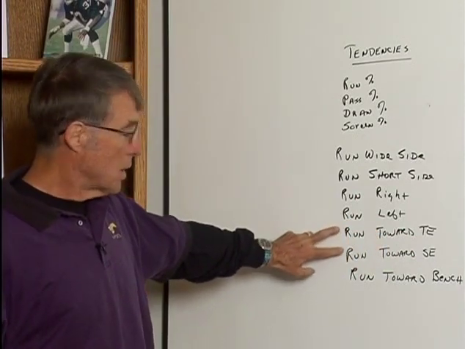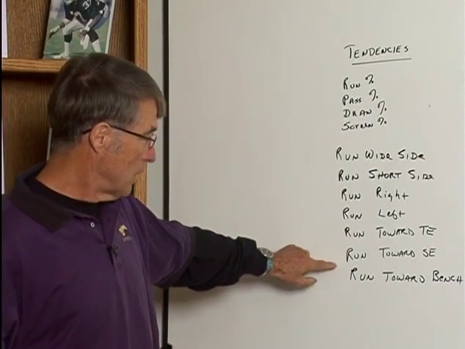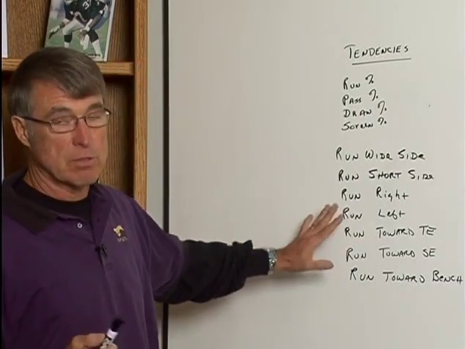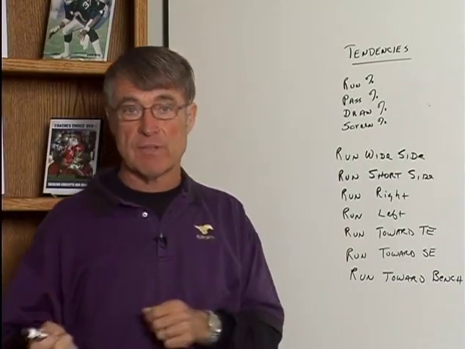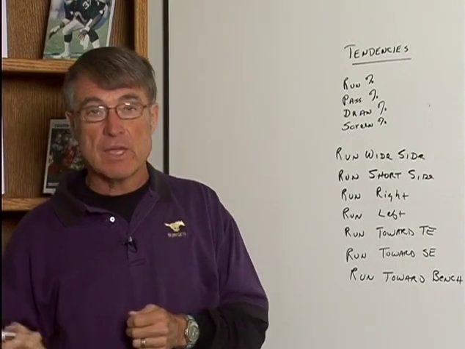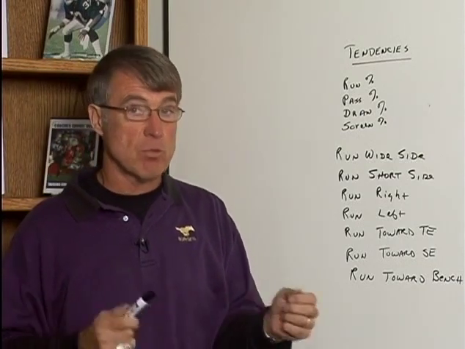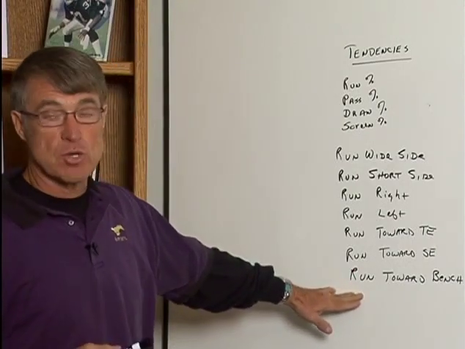We also get a statistic on run to the tight end, if they do have a tight end, and run to the split end. Now, if they don't have that, we don't keep track of that. We may, on an ace back formation, if they have an offset tailback and they don't have a tight end, get runs towards the ace back, runs away from the ace back. And then we get runs towards the bench.